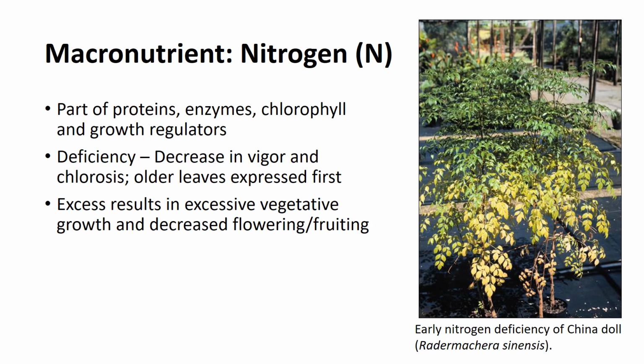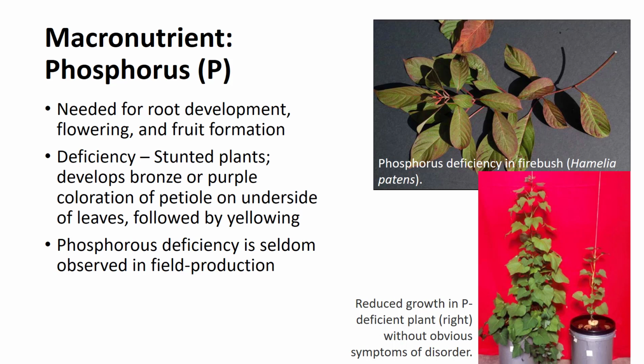An excess of nitrogen can result in excessive vegetative growth and decreased flowering and fruiting. An excess of nitrogen may also predispose plants to various pathological and physiological disorders such as fire blight and soft, weak growth. Phosphorus, P, is needed for root development, flowering, and fruit formation.